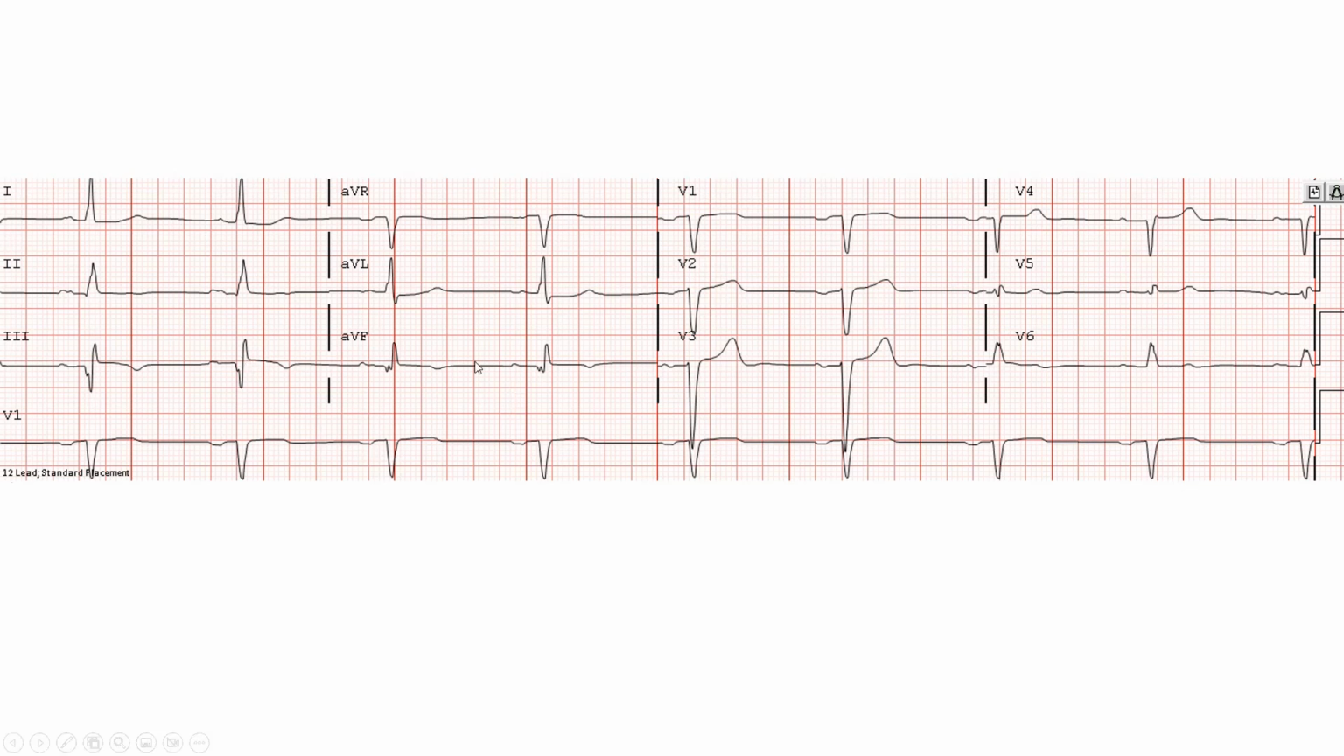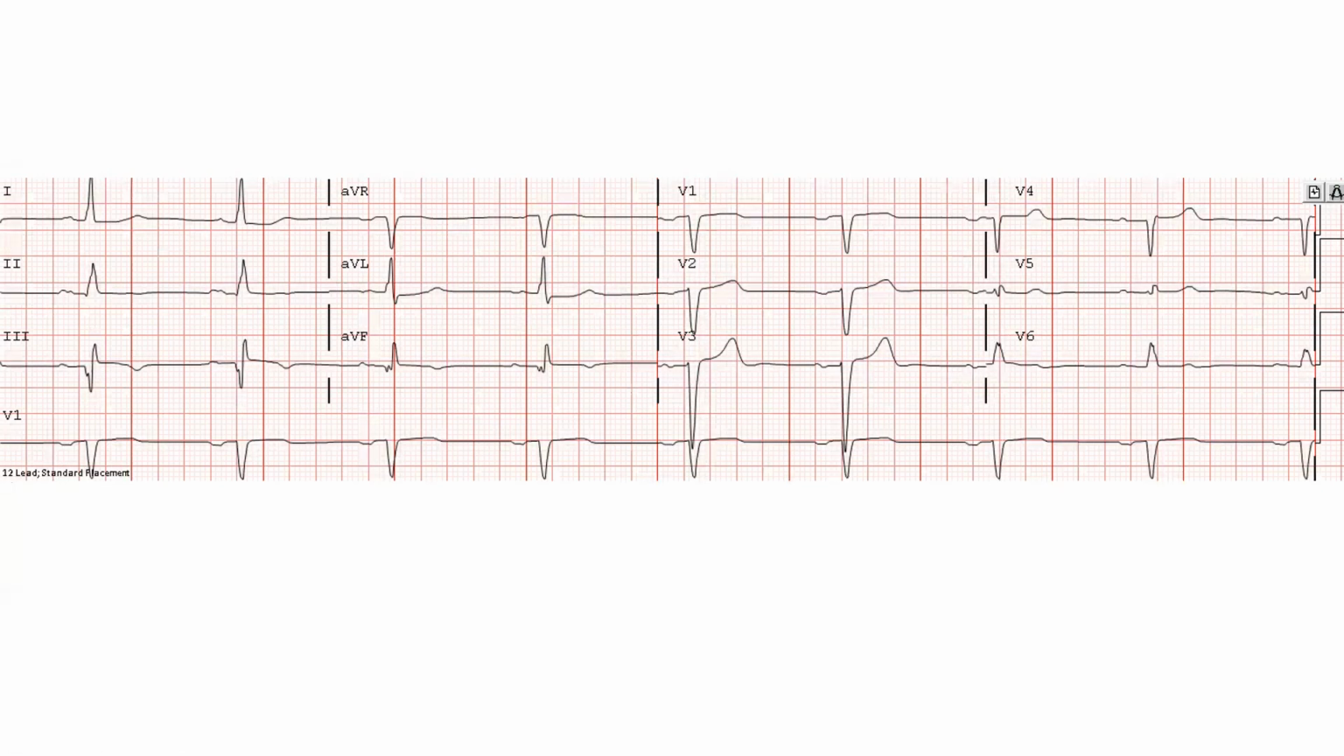You have pronounced inferior Q waves. What else? You have a Q wave in V4. You have even more things on this EKG. So you have inferior infarct, anterior infarct, LVH, incomplete left bundle branch block.